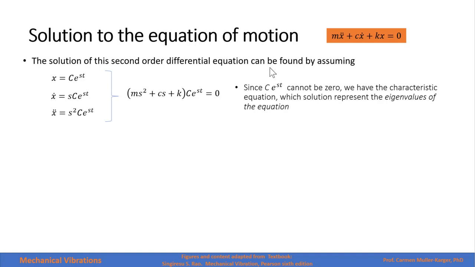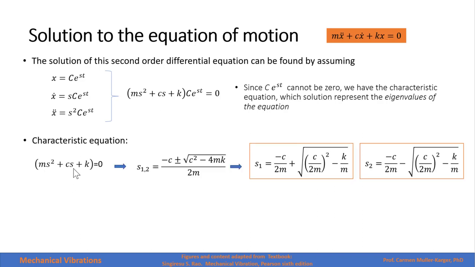Very similar to the analysis we did for the undamped system, the solution for this second order differential equation can be found by assuming that the solution has this form, C, which is a constant, times an exponential to the st. If we differentiate this expression, we get this expression, and we differentiate it again, we get this expression. If we introduce all these three terms into our differential equation, we get this expression right here. Since the exponential or the constant cannot be 0, this polynomial, which is called the characteristic equation, has to be 0. When we solve this polynomial, the roots will represent the eigenvalues of the equation.